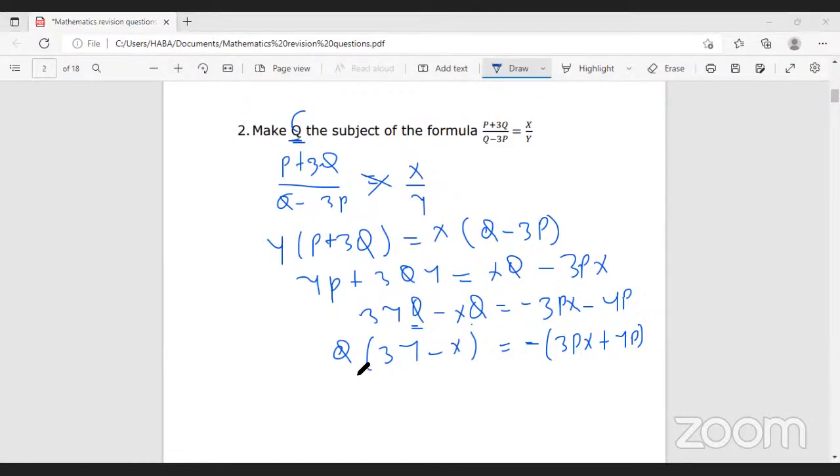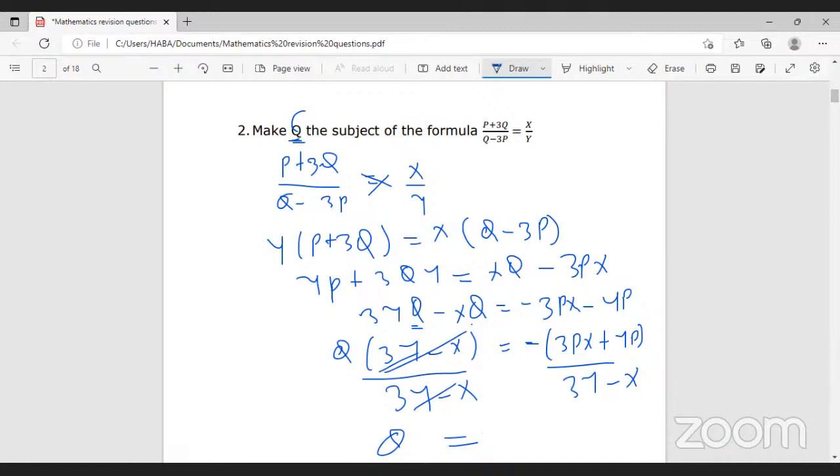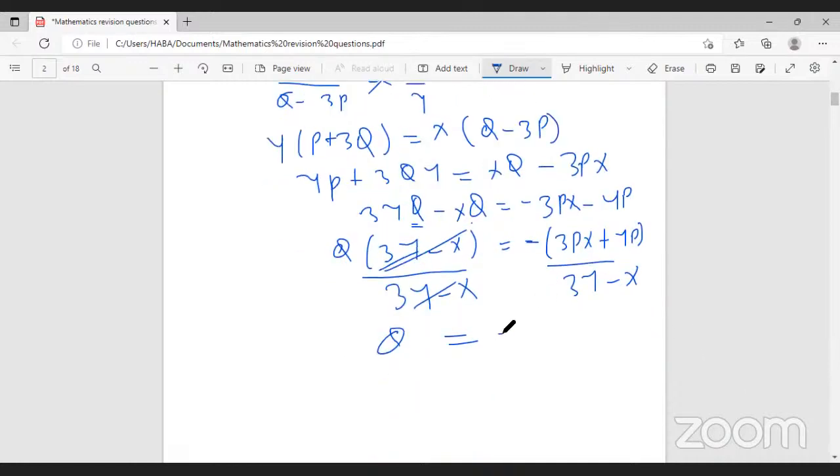Now after this, we shall have achieved our objective. So we have a Q here. It's just a matter of dividing by 3y minus x, and still here by 3y minus x. Then we have this and this cancelling out. Then we have Q equaling to negative 3px plus yp divided by 3y minus x.